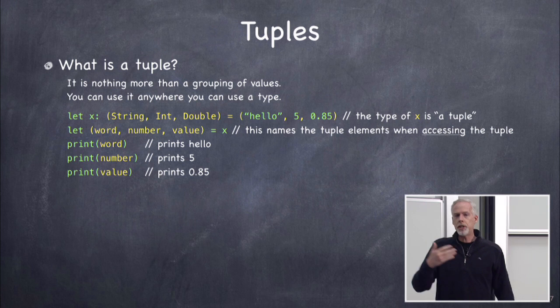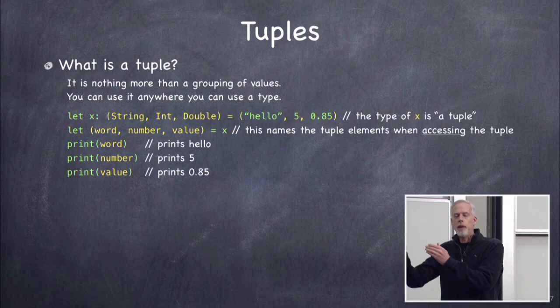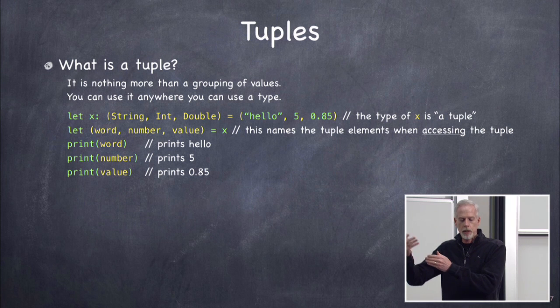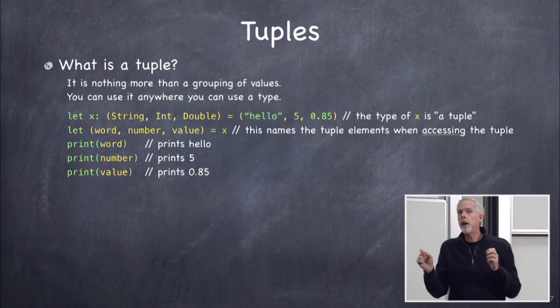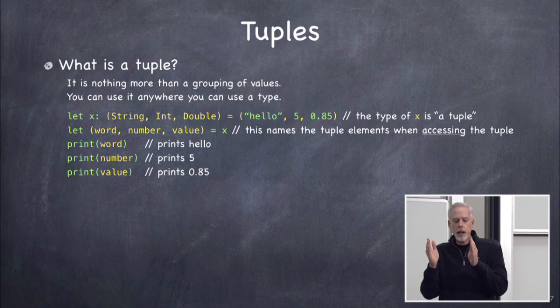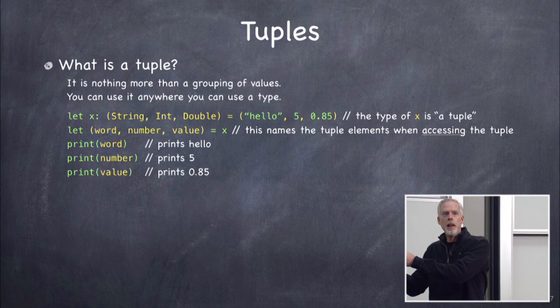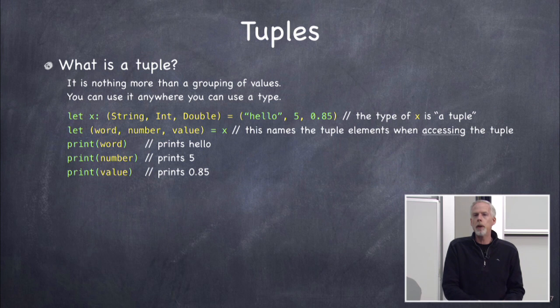I can set x equal to parentheses with any values of those 3 types. Here I've set it to hello, 5, and 0.85. Now I can get the values out into individual variables by saying let, parentheses, 3 different variable names, equal x. It will pull out the 3 values into the 3 separate variables: word, number, and value. So it's kind of a mirror image; you can go either direction, putting things in or out.